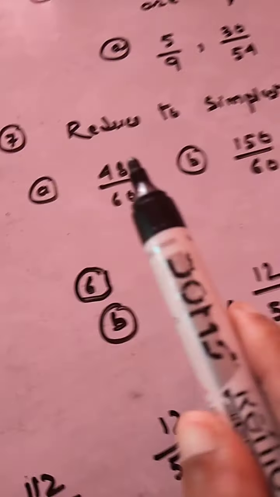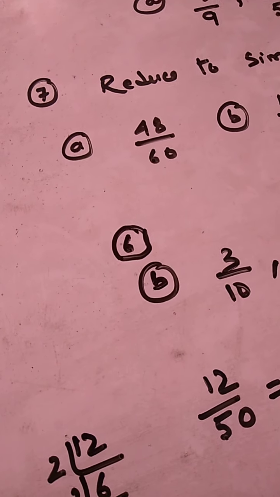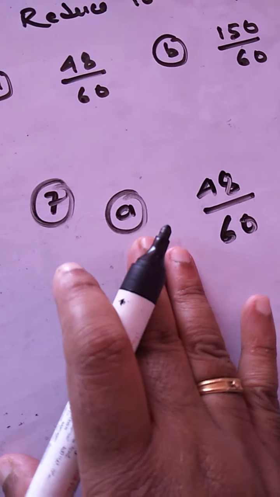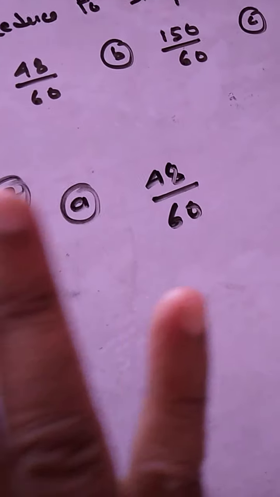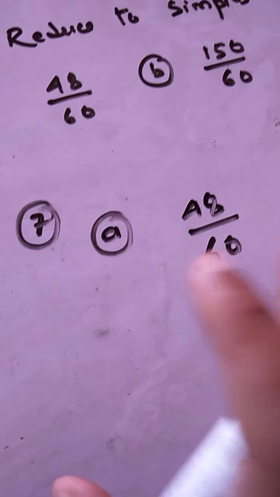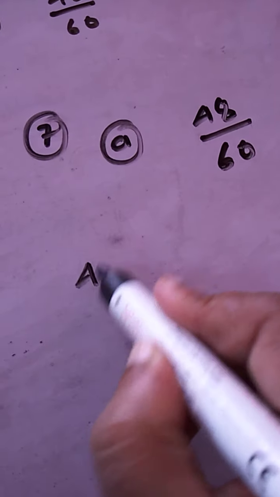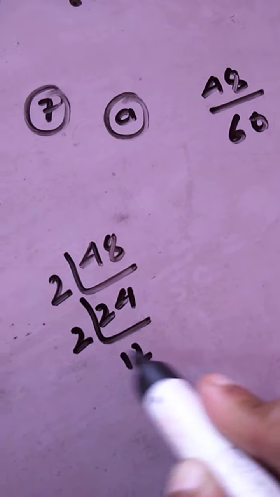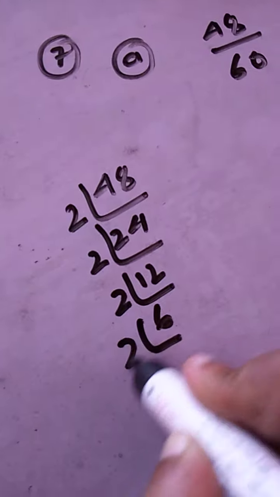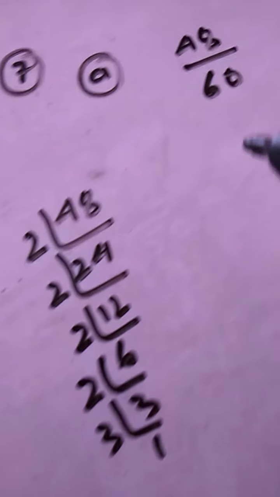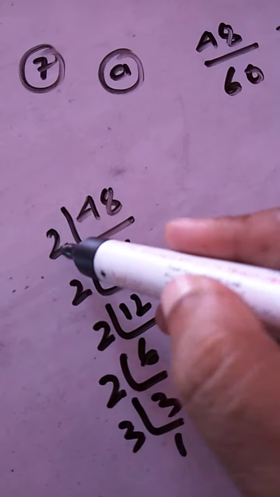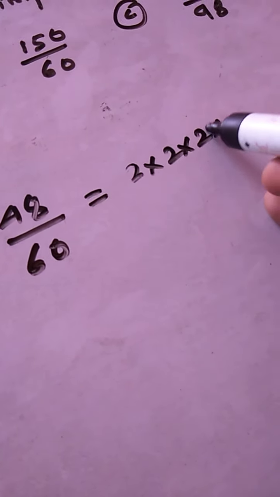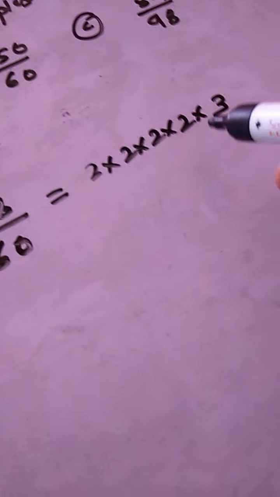Okay, now let's start question number 7, sum number A. Now this is sum number A of question number 7, 48 by 60. In a very similar way, we'll do the prime factorization of 48, that is 2 24s, 2 12s, 2 6s, 2 3s, and 3 1s. So in place of 48, what will we write? 2 into 2 into 2 into 2, four 2s are there, into 3.